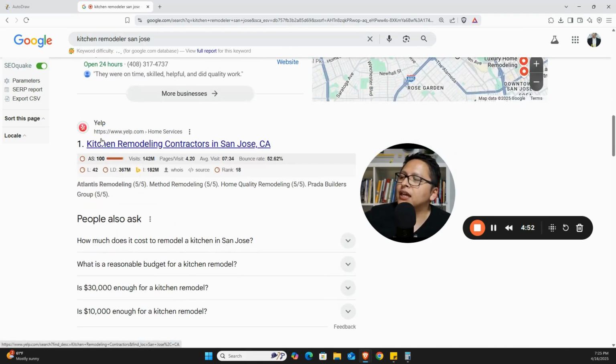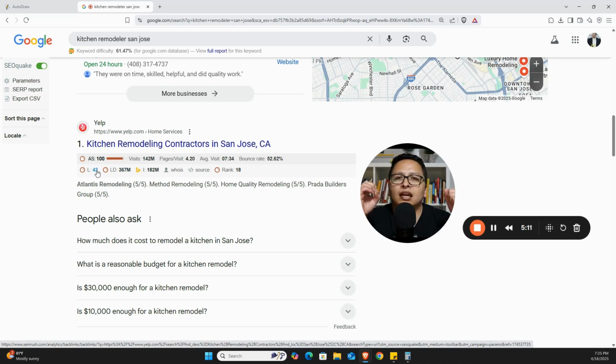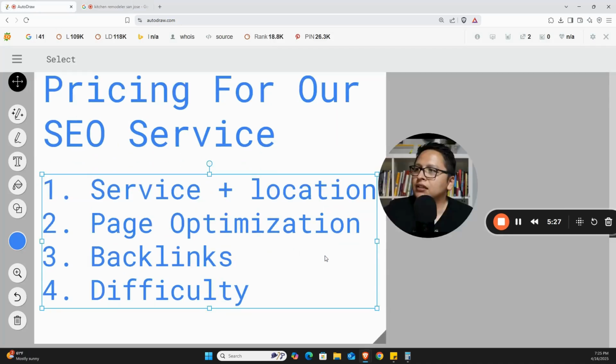We see here that Yelp's AS, the authority score, would be 100 because it's a huge website, very well known, with a lot of traffic. Here we see links. What is the other thing that contributes to the pricing of an SEO service? It's links. How many backlinks do you have to that page? So when we talk about that, what are backlinks?